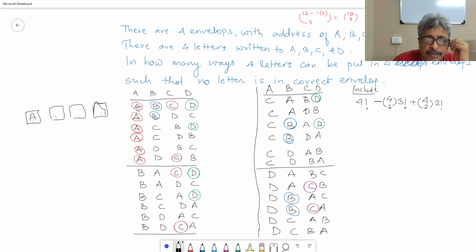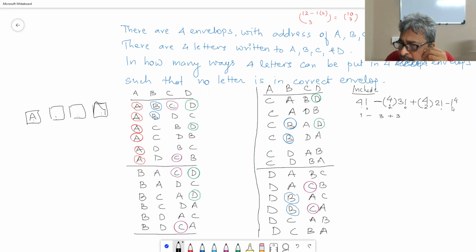We have removed it because of A, we have removed it because of B, we have removed it because of C. Added once, minus removed 3 times. Then added, because of A and B we added. Because of A and C we added. Because of B and C we added. So added 3 more times. That means you are including this permutation in your counting, which we should not. Therefore, we should subtract.